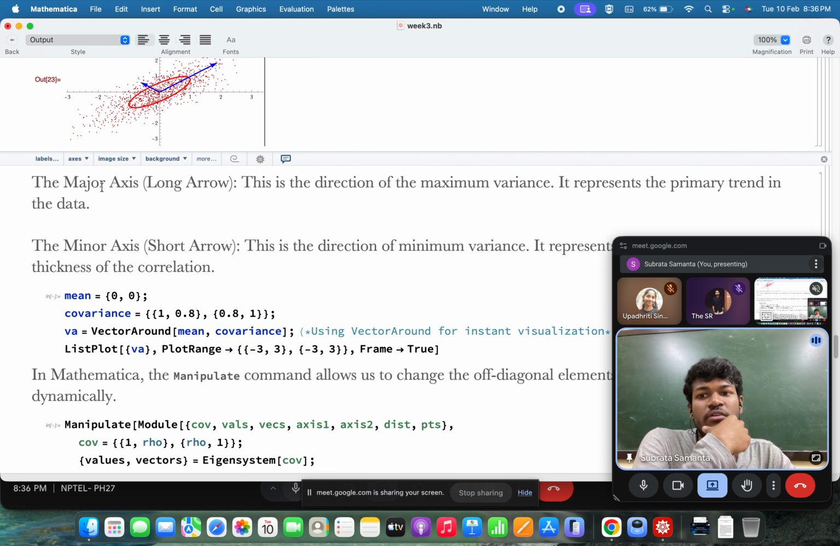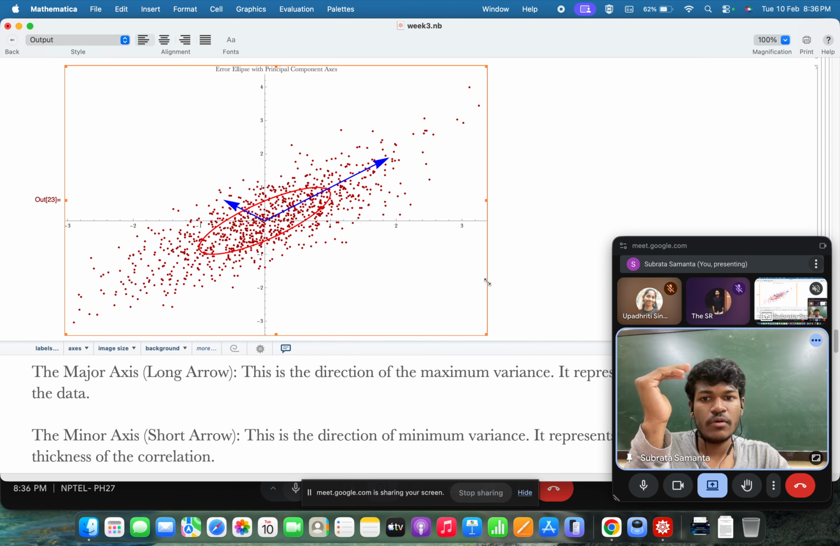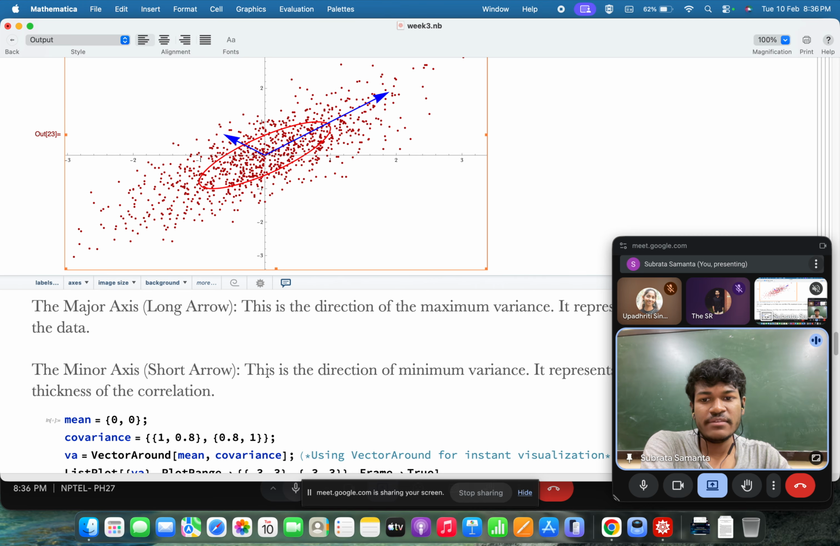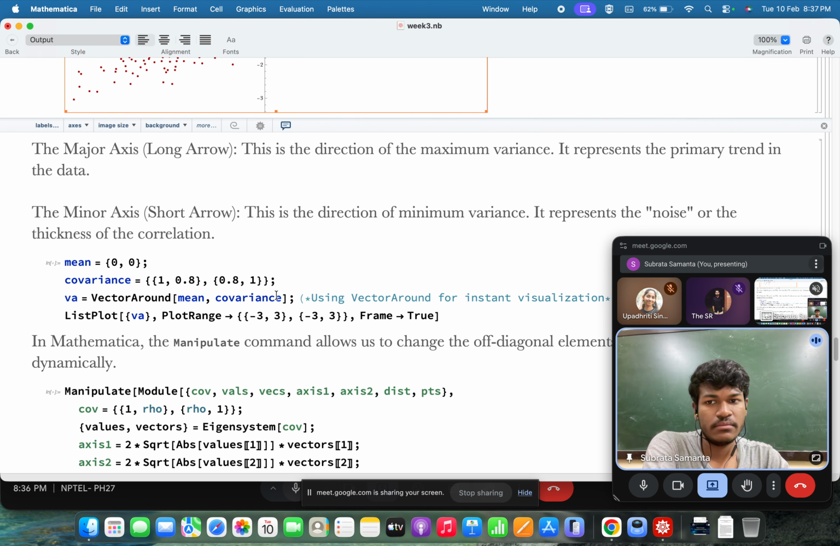The major axis of the ellipse is the direction of maximum variance. It represents the primary trend in the data. So the data trends in this direction, because all the points are generated along this diagonal. And the minor axis, the short arrow, the perpendicular one, is the direction of minimum variance. In this direction the variance is minimum, so that is why the data is not generated there.